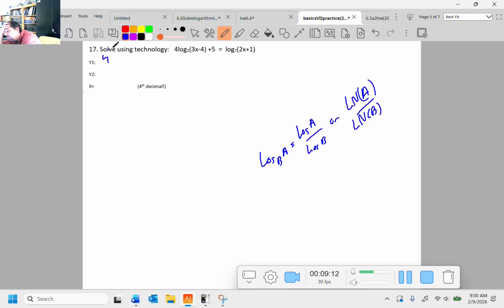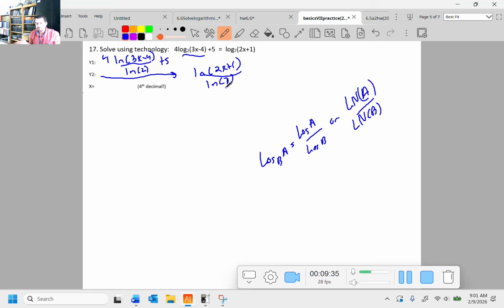So I've got a 4. This has to be converted. I'm going to do natural log of 3x minus 4 over natural log of 2, and then plus 5. That's what I'm going to put in y1. In y2, I'm going to have ln of 2x plus 1 over the natural log of 7. That's what I'm going to be pushing buttons on.